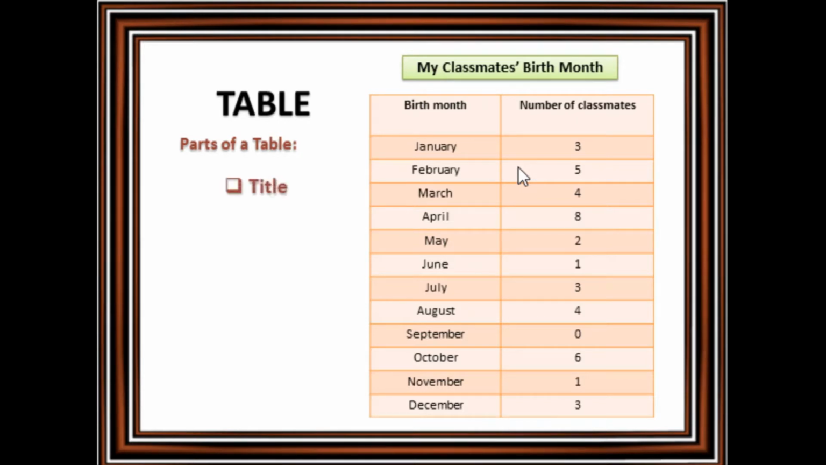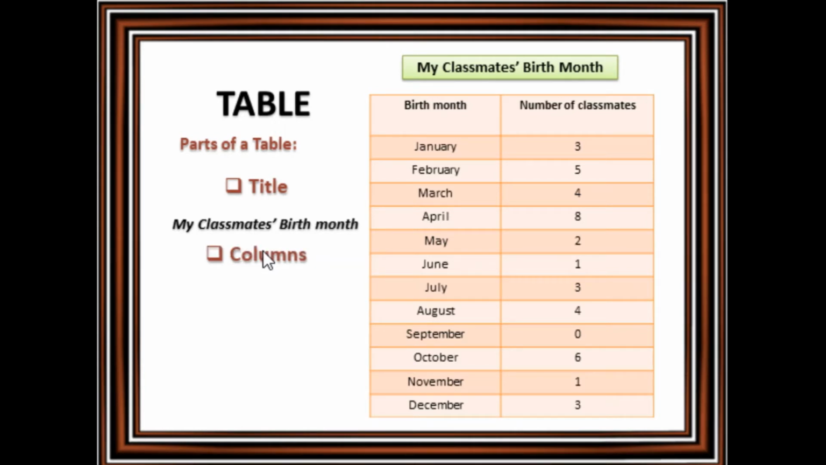First, we have the title. The title is the most important part of all charts. All of the charts should have a title because the title tells you what the chart is all about. So the title of this chart is My Classmates' Birth Month.